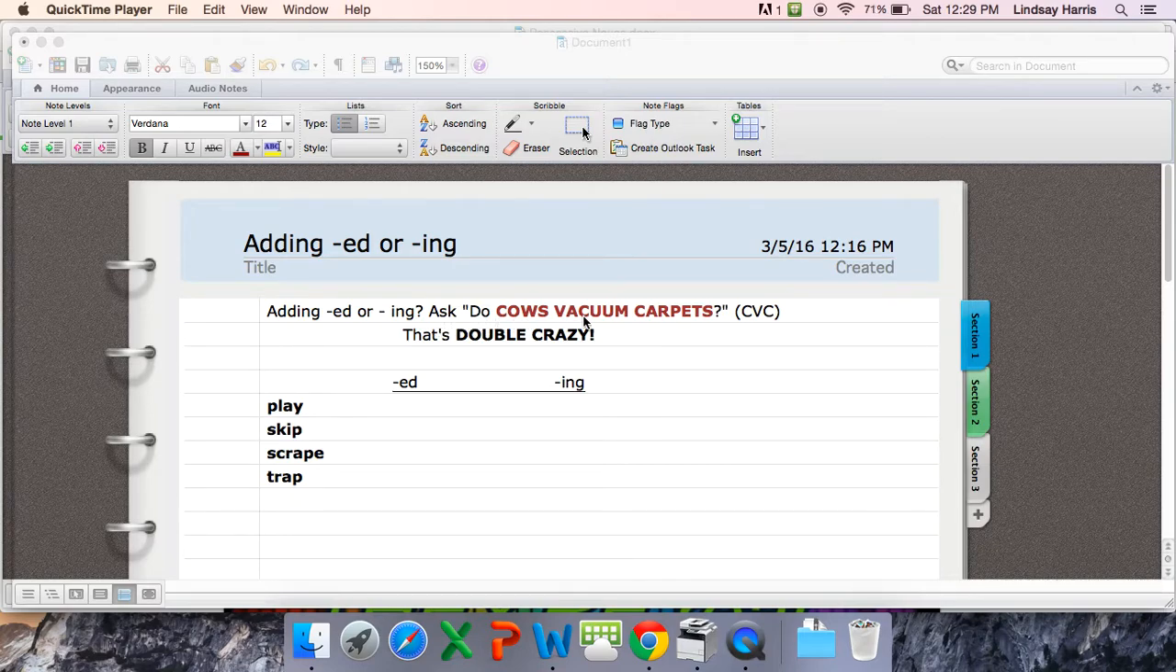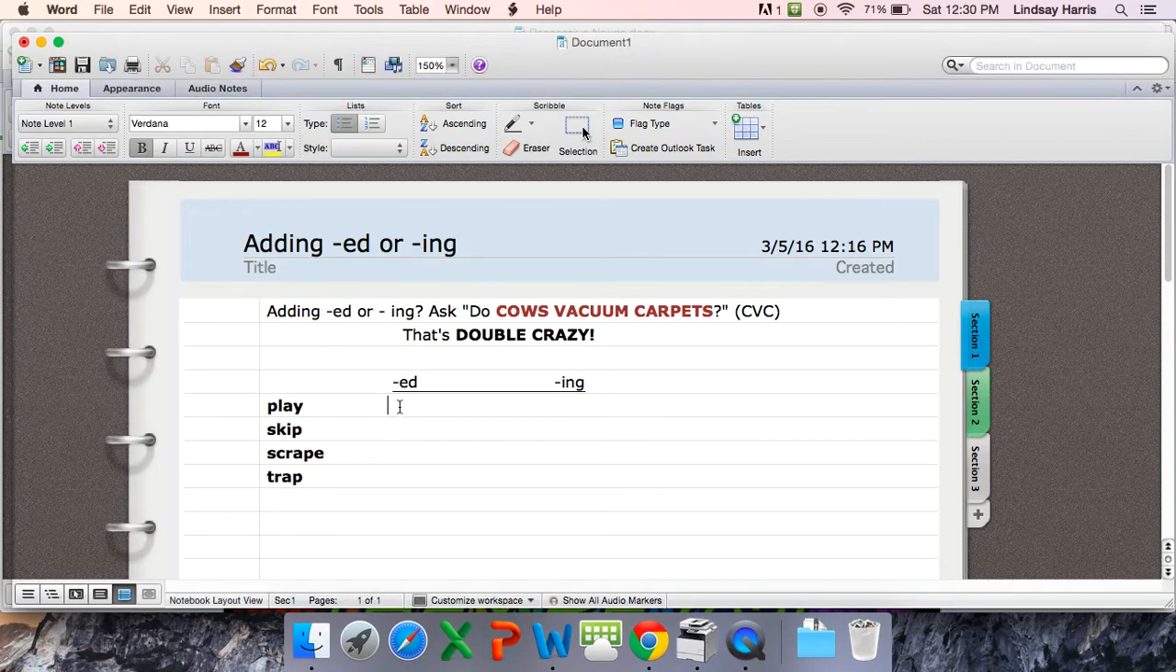Ask yourself, do cows vacuum carpets? If so, you're going to double that last consonant in the word before you add ed or ing. So what am I talking about? Cows vacuuming carpets. Well, think cow starts with C, vacuum starts with V, carpet starts with C. I hope you remember that CVC. So if cows are vacuuming carpets, that's crazy, right? Double crazy. You want to double that last consonant before you add ed or ing.